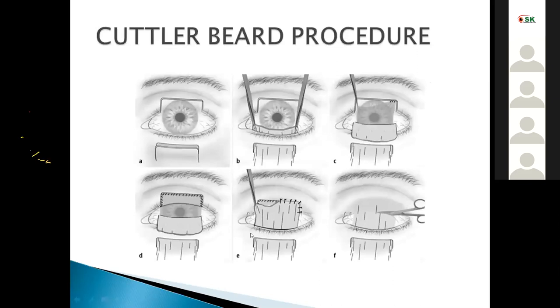When you talk about the Cutler-Beard procedure, we said this is for the upper lid, where you can see the defect is more than 60%, as I've said. You can see you are sharing the lower lid. So you do an incision a few millimeters from the lid margin, around 4 millimeters. You have to leave a good bridge, you have to avoid bridge necrosis.